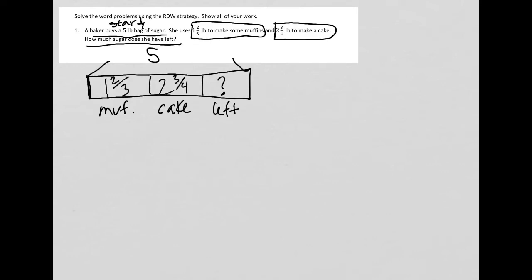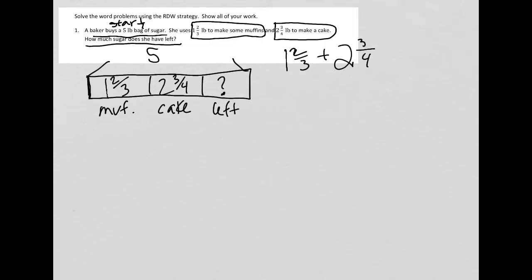Now, looking at this problem, I know the total, and I know some of the pieces. So I'm thinking it's going to be a subtraction problem. I think I want to do 5 minus what she used will give me what she has left. But before I can do that, I need to combine my two things that she used. I need to know in total how much did she use. So I need to add the muffins and the cake together to find how much she used in total. So I need to do 5 minus, or not, no, we're not there yet. 1 2/3 plus 2 3/4. That will tell me what she used.